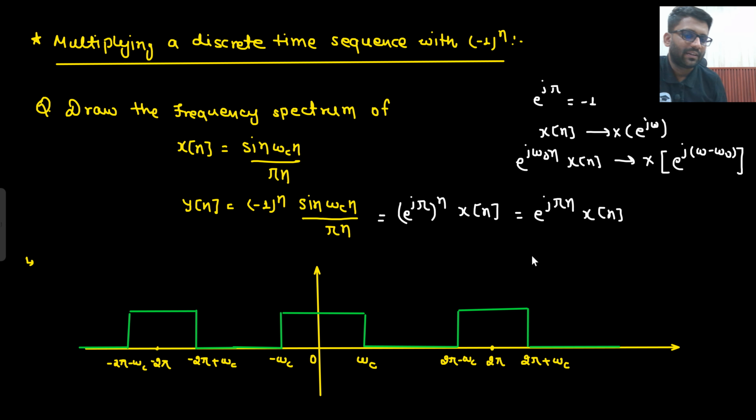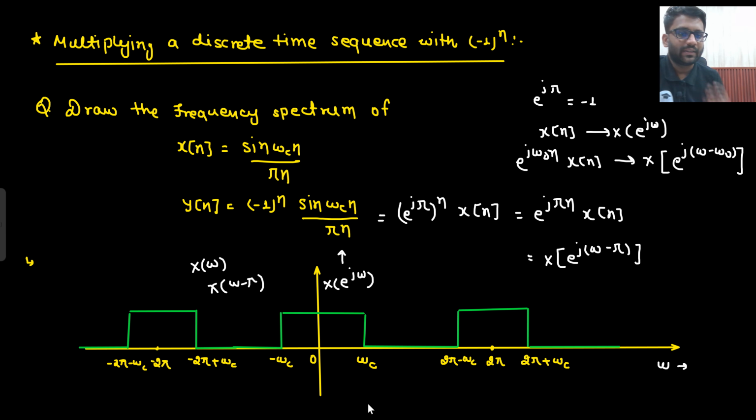So e to the power j pi n. What will be your X(e^jω)? It will be X(e^j(ω minus pi)). That means whatever was centered at 0 will be shifted, and the center will be shifted to pi. Are you able to understand this point? So this is your X(e^jω); let's just call it X of omega. Now you need to draw X of omega minus pi. That means you will shift it towards the right hand side, so the waveform will be shifting towards the right.